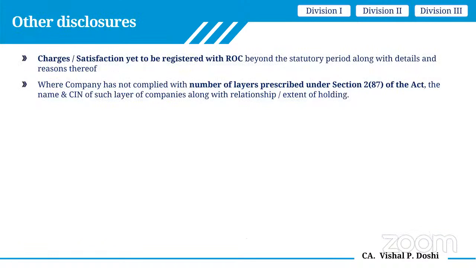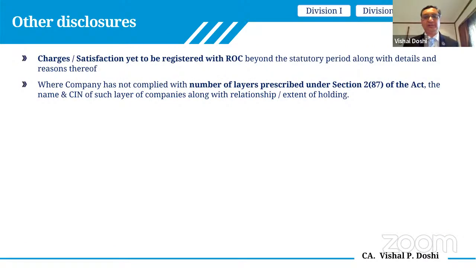Other disclosures, charges satisfaction yet to be registered with the ROC. मतलब creation of charge या satisfaction of charge beyond statutory period अगर अभी भी pending है तो उसका disclosure करना है. Second is the Companies Act under 287, it prescribes that 2 layers of companies are allowed. So in case there are more than 2 layers of companies below the holding company, मतलब नीचे, then that will be required to be reported.